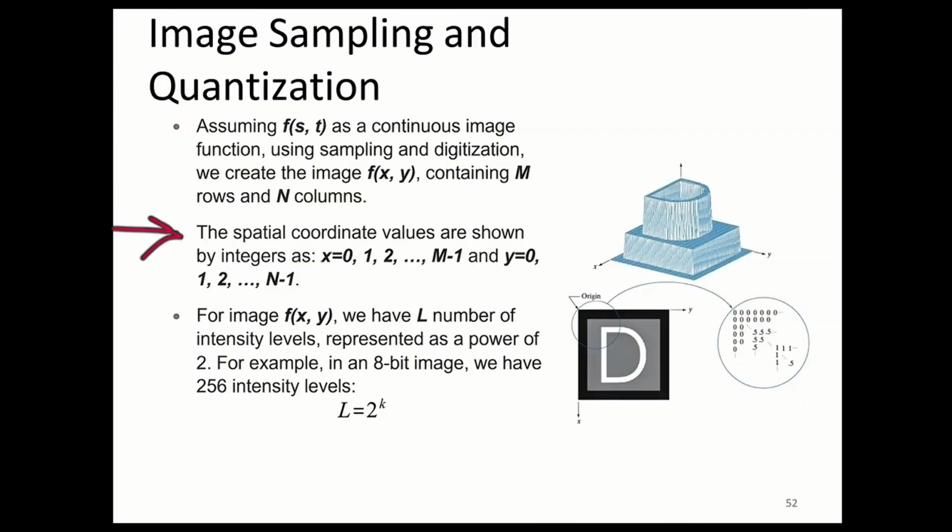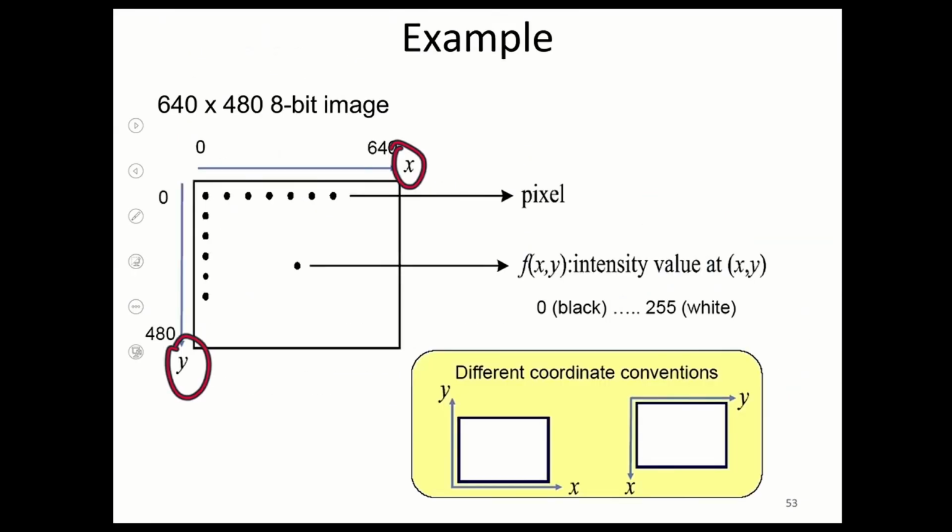So x has pixels ranging from 0 to m minus 1. Y has pixels ranging from 0 to n minus 1. So the actual size will be m multiplied by n, and if we convert it to bits, multiplied by the number of bits k will be the total bits. Or again, as I said, you can have y here, x here. You can have this notation, or you can have this notation.